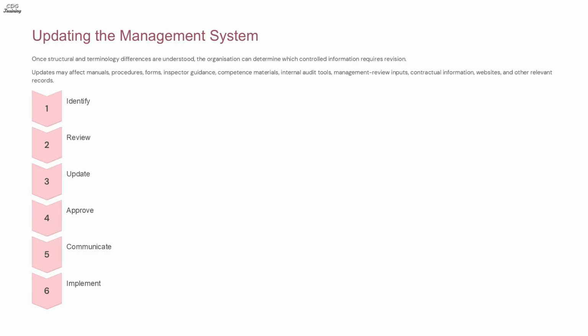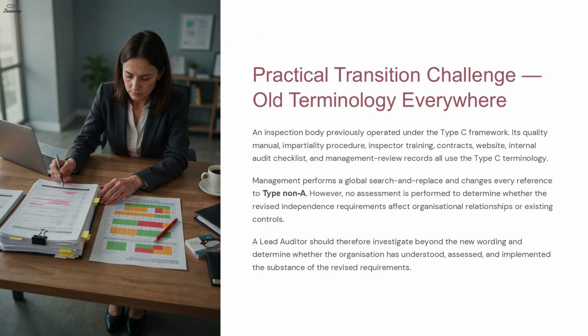Once structural and terminology differences are understood, the organization can determine which controlled information requires revision. Updates may affect manuals, procedures, forms, inspector guidance, competence materials, internal audit tools, management review inputs, contractual information, websites, and other relevant records.